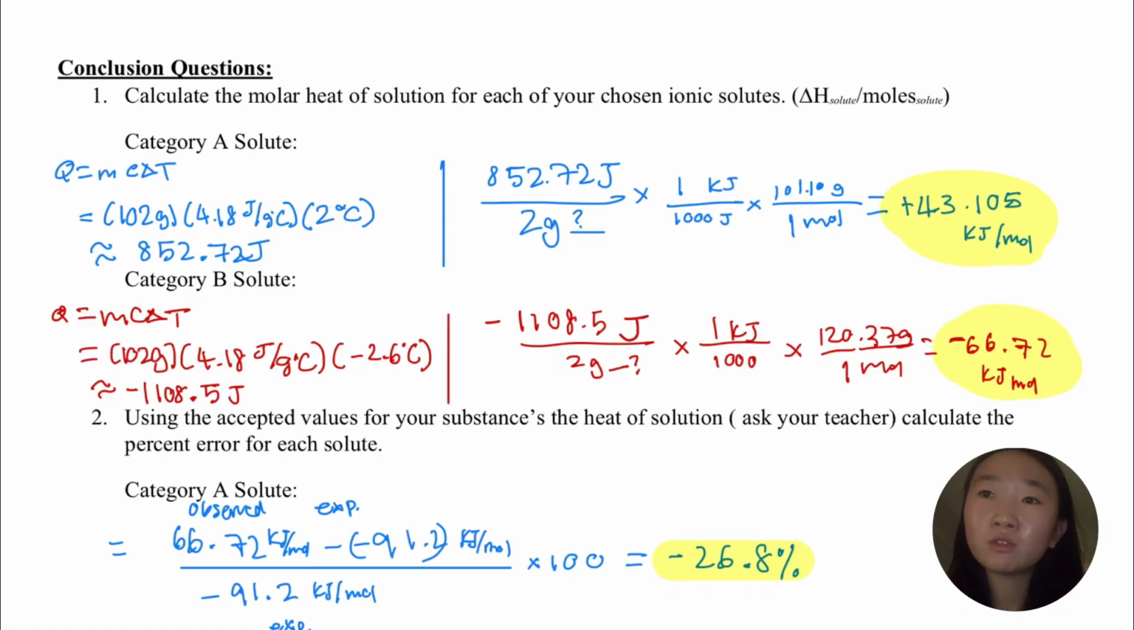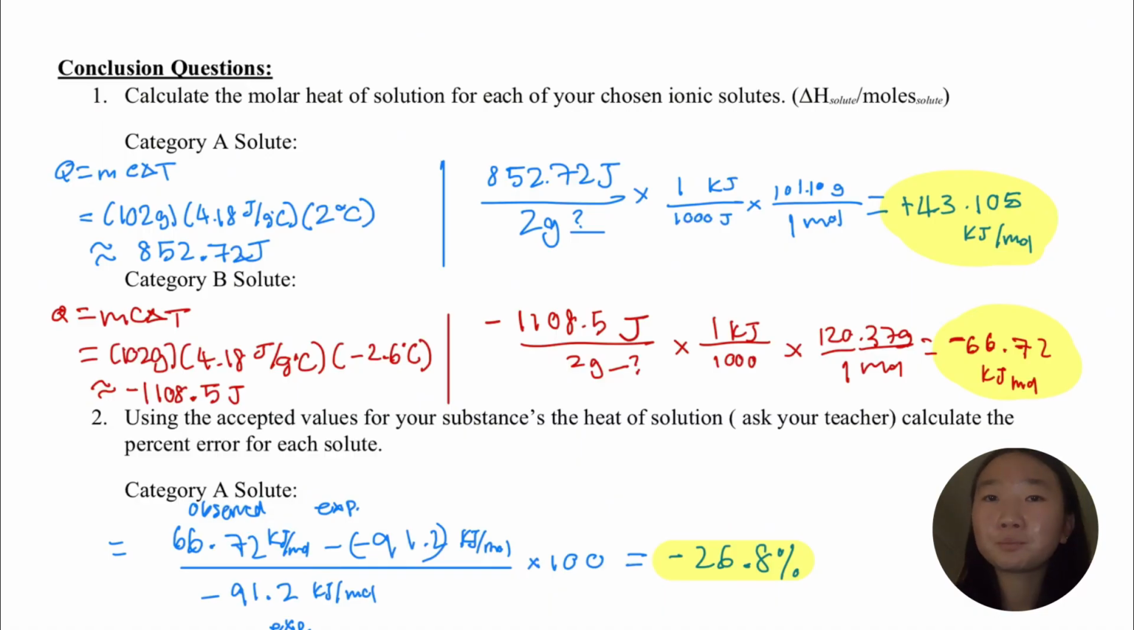This change is positive because we go from a lower temperature to a higher temperature, giving us a value of 852.72 joules. Now we put this over 2 grams of solute and then multiply that by 1 kilojoule over 1000 joules to get kilojoules, and then multiply that by the GFM of 101.10 grams over 1 mole. When we cancel out all of the right units, we get a final value of positive 43.105 kilojoules per mole. This value is positive because it is a positive change in temperature, once again going from a lower to a higher temperature.